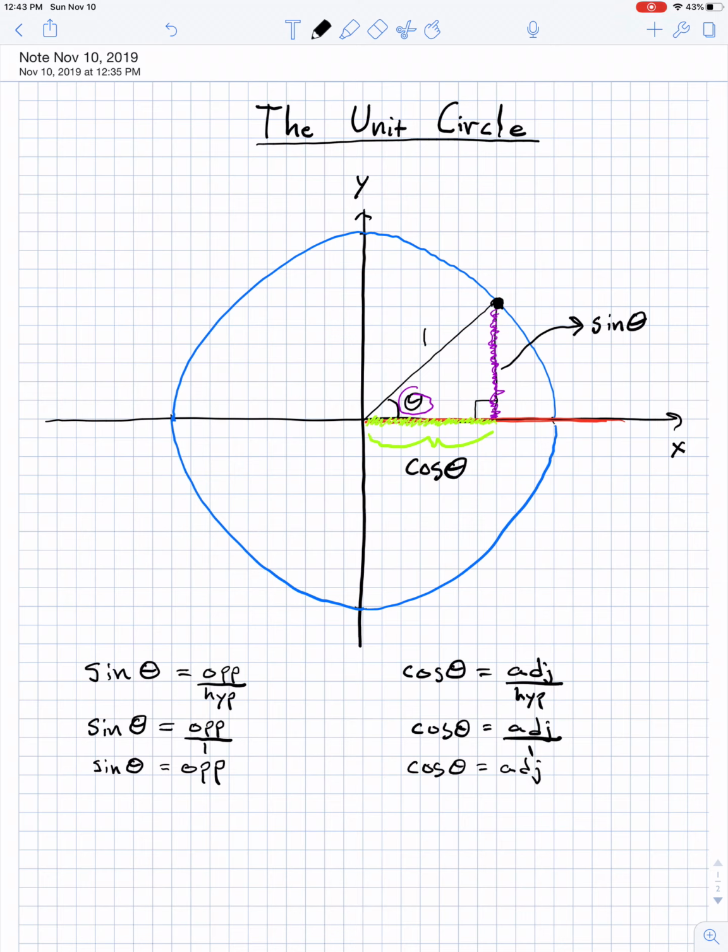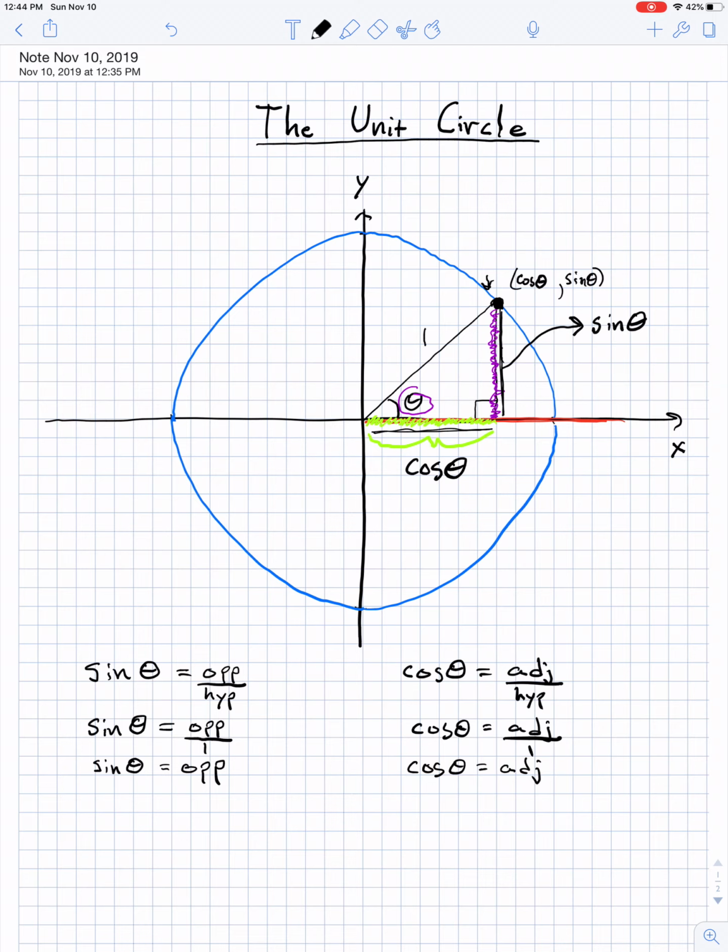Okay, so that being said, let's look at the coordinates of this point right here. See this point? What are the x and y coordinates of this point? Well, you'll notice that the green here is the exact same thing as the x coordinate of that point. In other words, the x coordinate of any point on the unit circle is equal to the adjacent side of the triangle, which is cosine theta. Similarly, you'll notice that the opposite side of the triangle, in purple, is equivalent to the y coordinate of that point. And what is the y coordinate? It's equal to the sine of theta. That's the argument we just made.